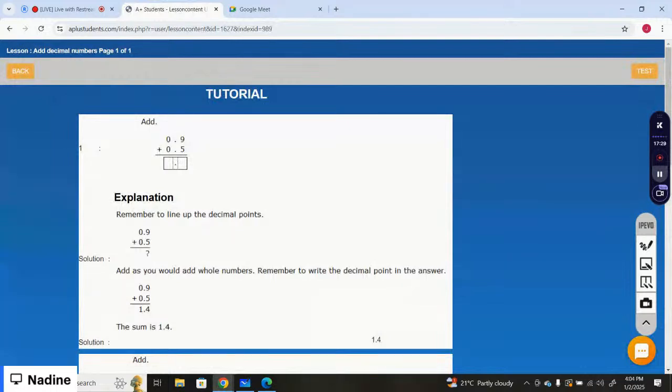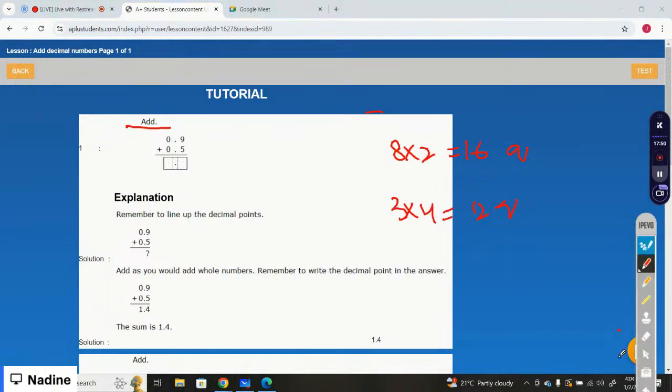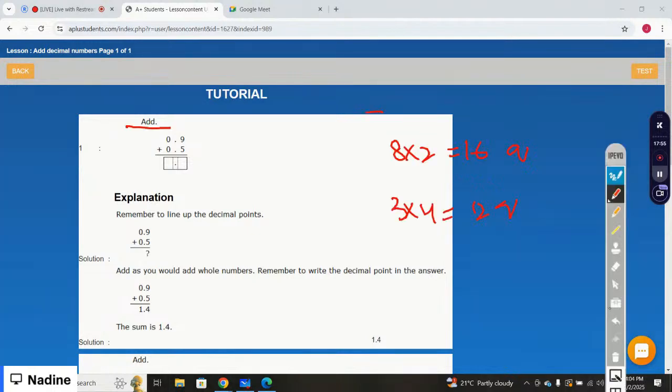So when you are adding or subtracting the decimals, the important thing is to line up the decimal point, right? That is 0.9 plus 0.5. Now add 9 and 5 makes 14. So you need to write it like 1.4. Write 4 here. 9 plus 5 makes 14. Write 4 here and carry 1. So 0 plus 1 makes 1. That is 1.4.